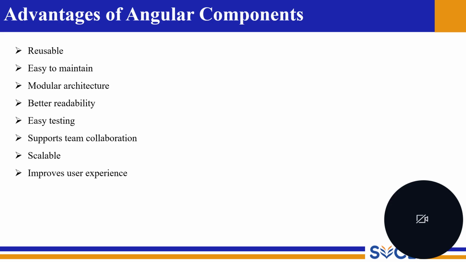Then easy testing. Each component can be tested independently using unit tests. This makes debugging and maintenance easier. And then team collaboration. Multiple developers can work on different components simultaneously. For example, developer 1 develops the header component, developer 2 develops the product component, developer 3 develops the cart component, and finally developer 4 creates the footer component. This speeds up the development.